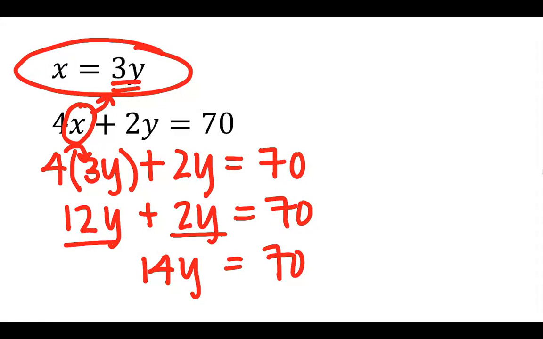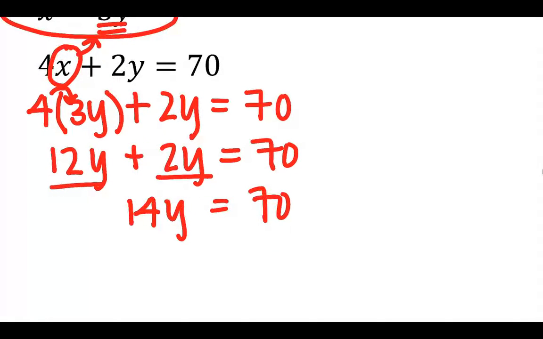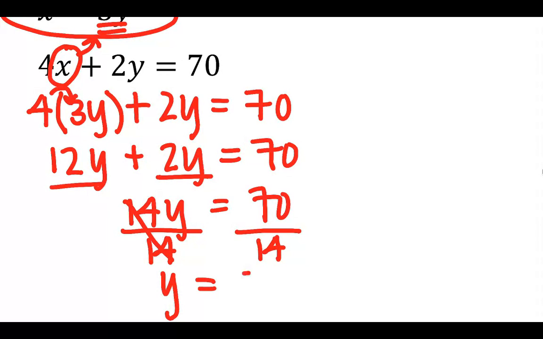And then I have 14 y's, but I don't want 14 y's, I just want 1 y, right? So I'm going to divide everything by 14. So 14 divided by 14 is just 1y, and 70 divided by 14 is 5. So I get that my y equals 5. Now I'm not done because remember I've got to get a point.